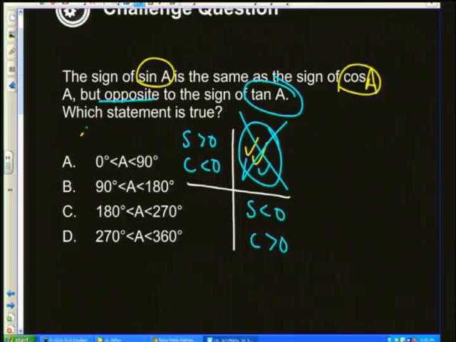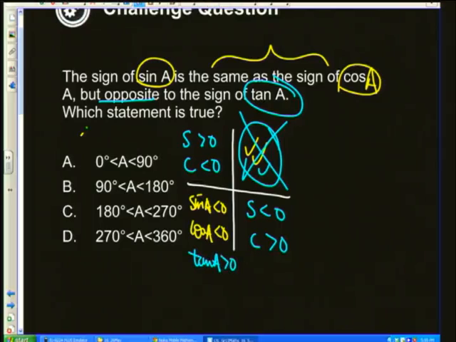But what happens in quadrant 3? Sine is negative and cos is negative. So they're the same sign, but opposite to that of tan. And look what happens with tan. Tan is positive in that quadrant. So it was quadrant 3, which was between 180 and 270. So that's for those of you who use the Cartesian plane.